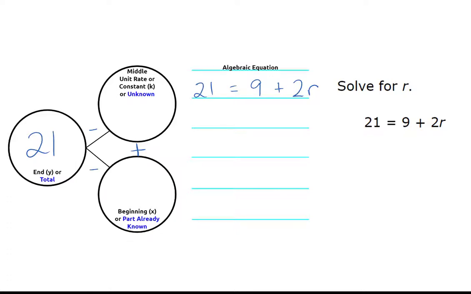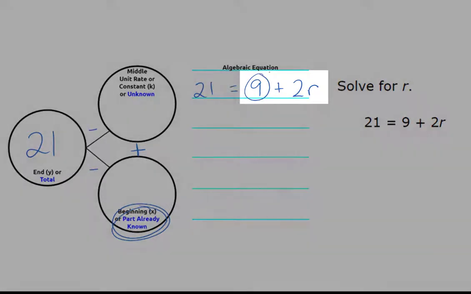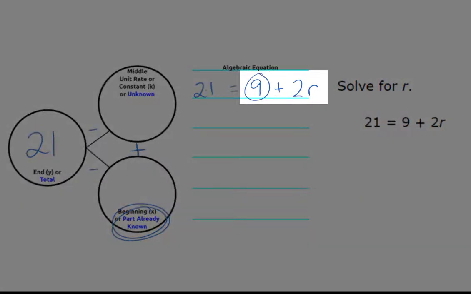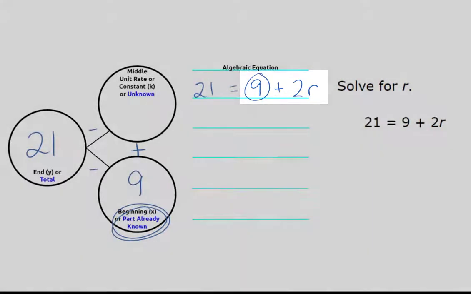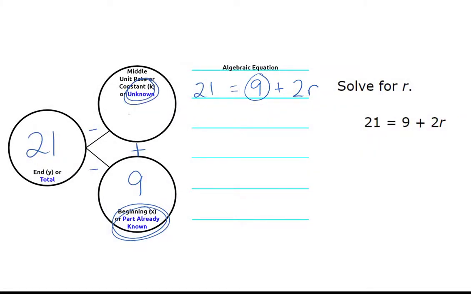The part that we already know in this equation is 9. These are the pieces that are going to make 21. So I'm going to put 9 here. And then my unknown, I have 2 letter r's. Like I said, this is r and r added together to give us 2r. That's it.